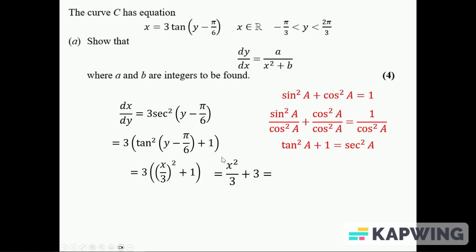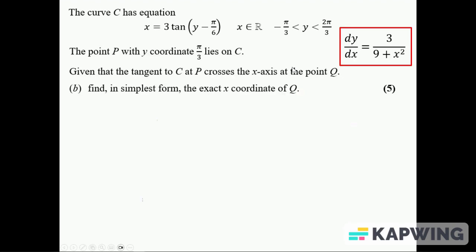I'm going to want to flip it. So if I write it as one fraction, I've got x squared plus 9 over 3, because that 3 is 3 over 9. And then to get dy by dx, I'll just flip this fraction. So it's going to be 3 over x squared plus 9. And then it's in that form, where the a is 3 and the b is 9.